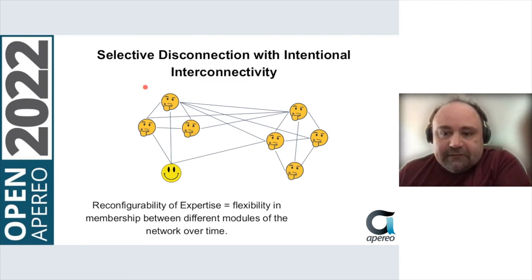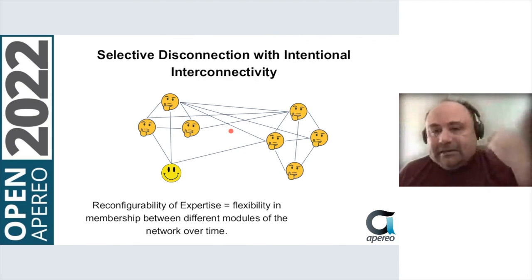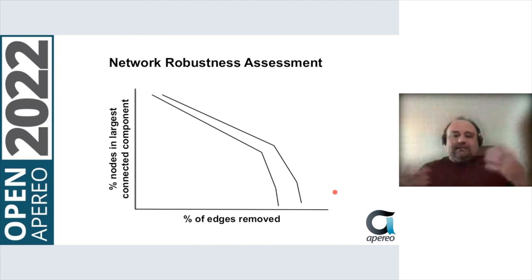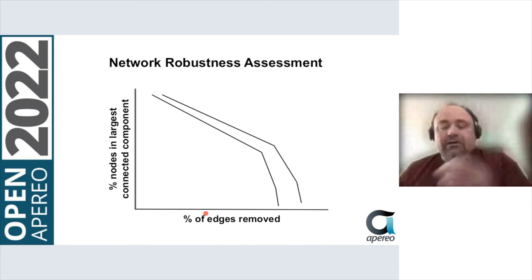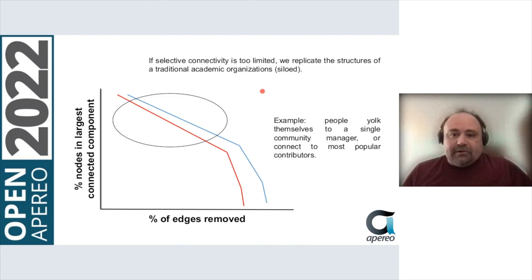So again, we return to this reconfigurability of expertise. You're constantly exchanging members into different groups based on the needs or based on people's interests. There's flexibility in membership between different modules in the network over time. And you have this network robustness assessment. This is a pseudo graph where I've shown what happens if you remove edges in a community, if you remove connections between people, and then look at the number of nodes in the largest component of the network. I'm not going to get into what that is, but basically what you find is that in this part of the graph, people tend to yoke themselves to a single community manager or connect to the most popular contributors. So this is this preferential attachment mode.